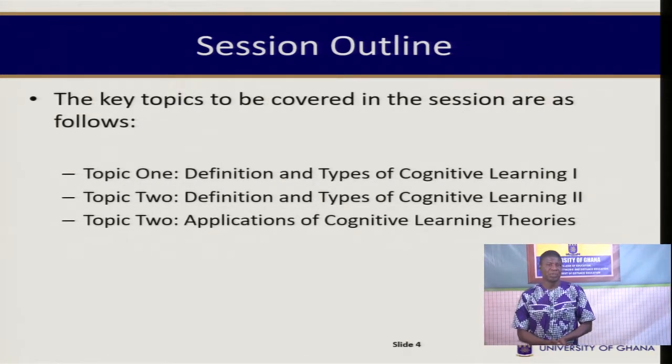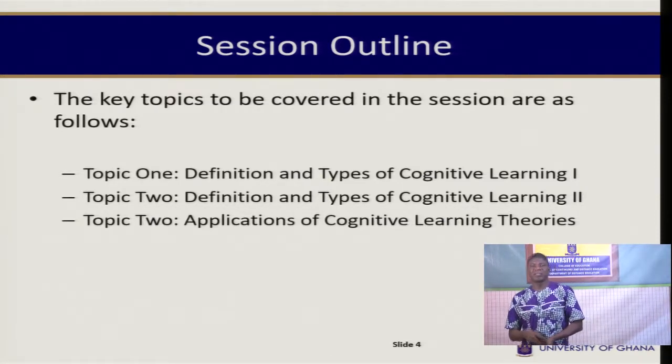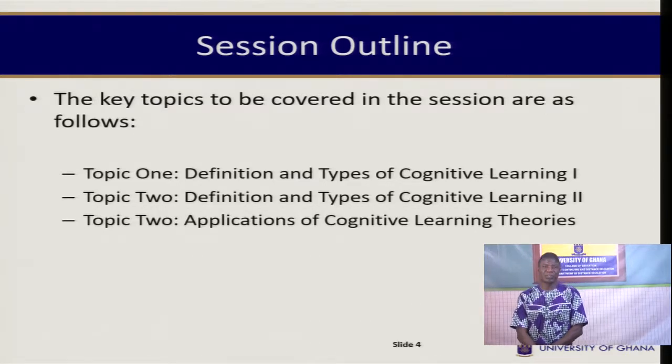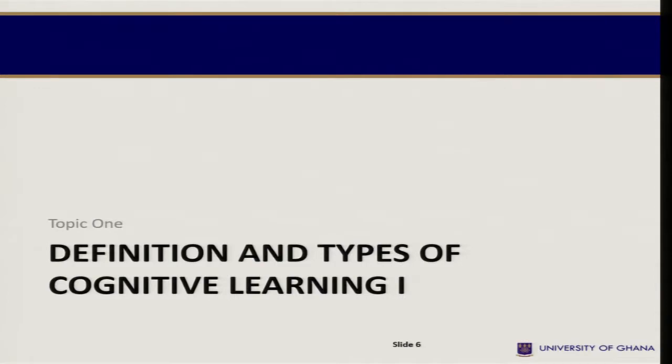To help us do this, we have 3 main topics: the definition and the types of learning, cognitive learning, and then the application of cognitive learning theories. The relevant text chapters and reading materials are available on Sakai. We put it on Sakai for you to refer to and add some further details. So let's first look at the definition and the types.